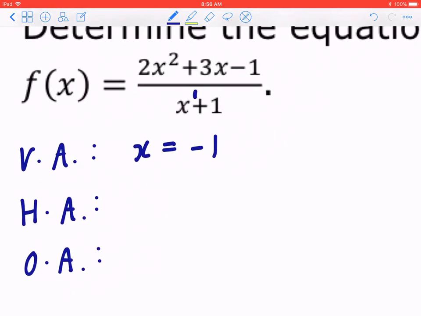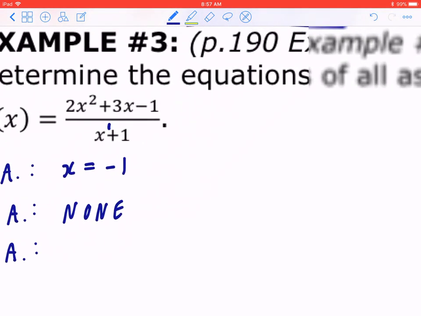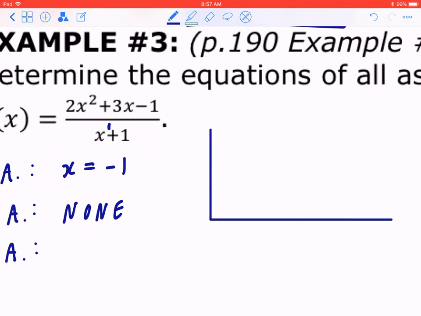If you look at the exponents, 2 and 1, again, the top is 1 larger than the bottom. This means there will be an oblique asymptote, which also means there will be no horizontal asymptotes. So, if you divide this, write down the numbers 2, 3, and negative 1. Again, you're dividing it by x plus 1, so that becomes negative 1 at the front.